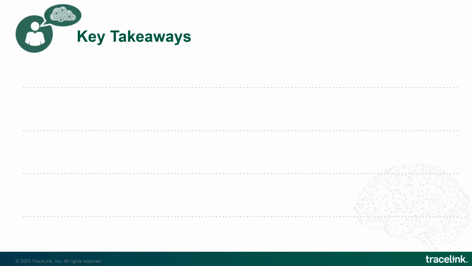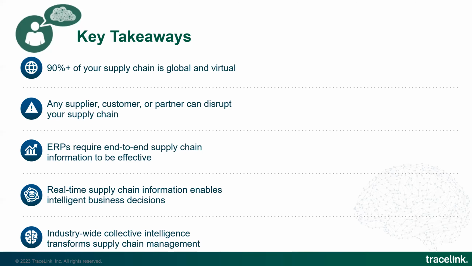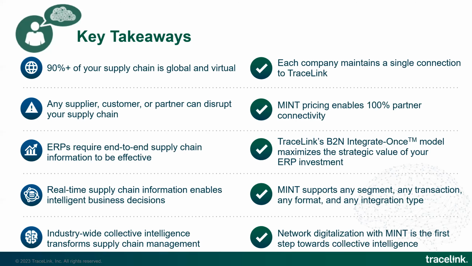I know we've gone through this very quickly, but some of the key takeaways we want people to remember are the things I mentioned at the beginning. Most of your supply chain is often global or virtual, and today, if you wanted to connect to all of those, you'd have to do a bunch of point-to-point connections. With TraceLink, you just maintain your single connection to us. Your partners maintain a single connection to us, and then you can exchange data with anyone who's on the network.